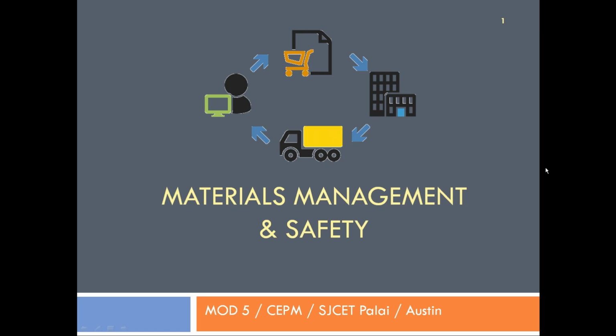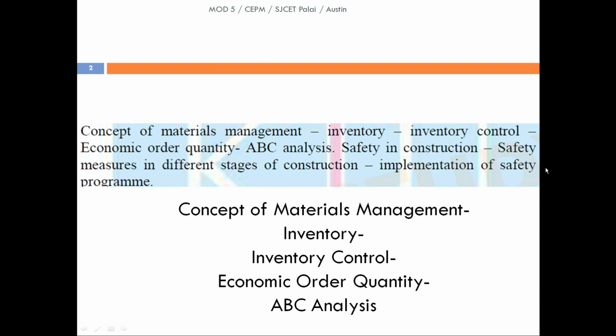Hello everyone. In this lecture, we are going to deal with the fifth module of Civil Engineering and Project Management. This module is based on mainly two things. First one is materials management and the second one is safety. Material management mainly deals with the inventory control measures that can be applied in this aspect of management on materials. And the second part, safety: as civil engineering students, we have to deal with what are the safety measures that have to be taken into consideration in a construction site or a civil engineering project site.